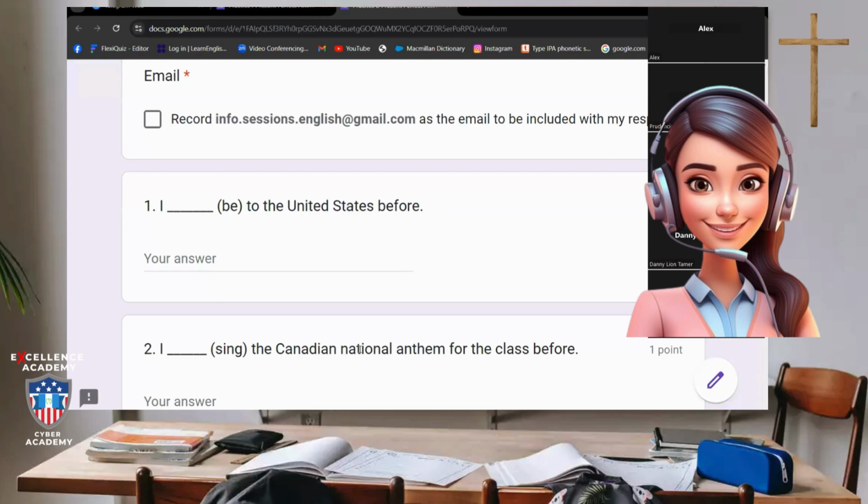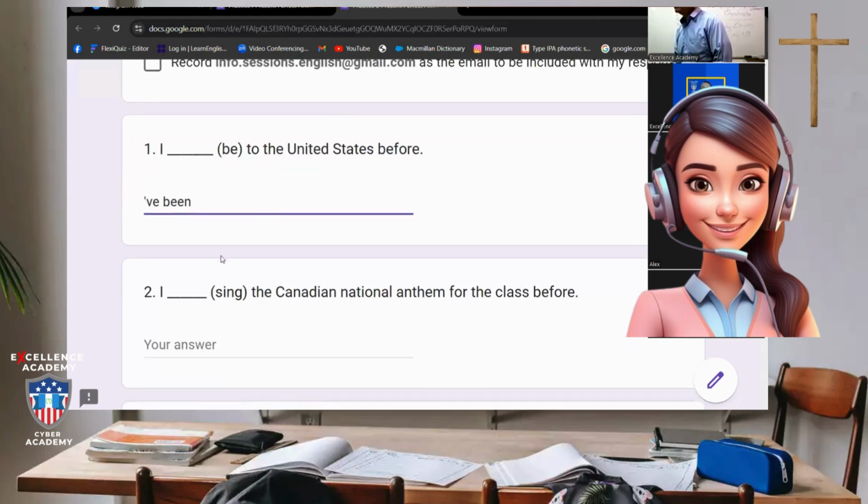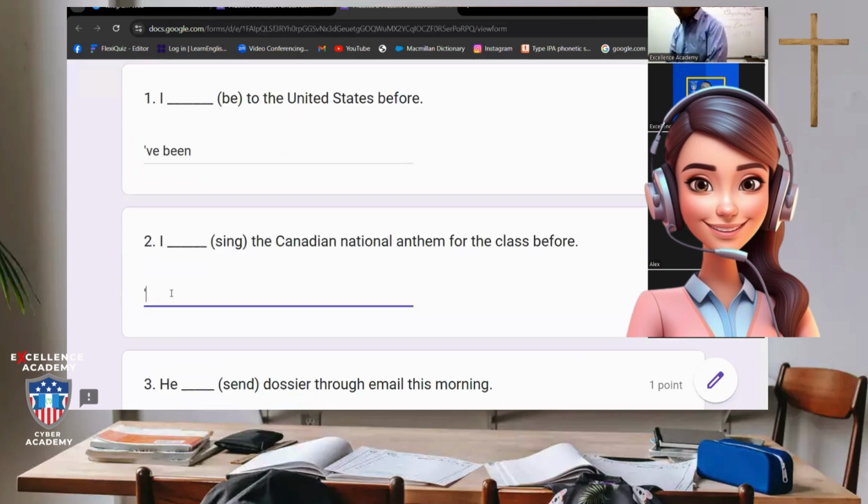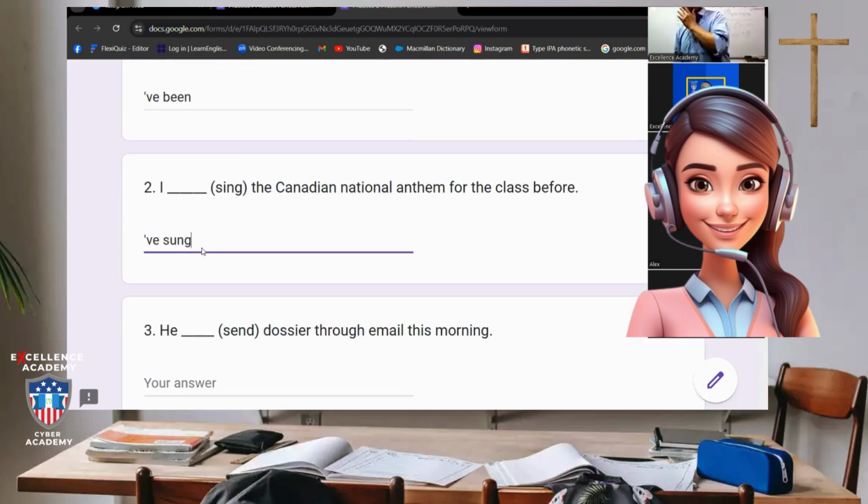Here, we're only going to write the auxiliary and the participle. Let's begin. So what's the contraction here? I've been. Everybody? I've been. Number 2? I've sung. I've sung, right? I've sung the Canadian national anthem for the class before. Oh, Canada. Right? Karen Betsabe knows about it.